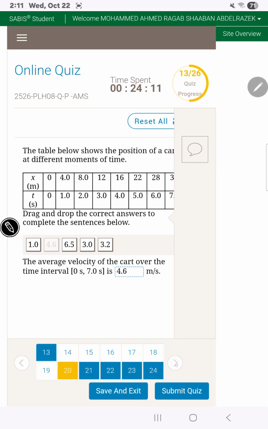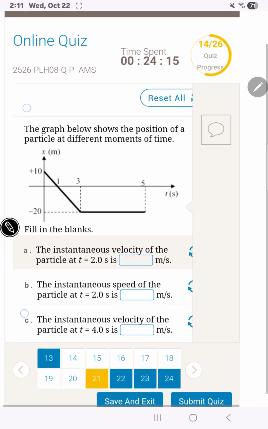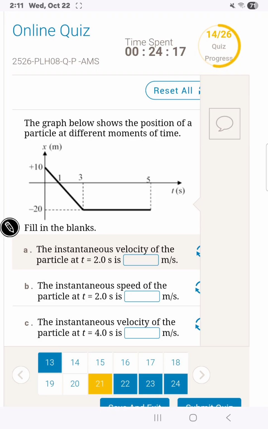Now, next question, number 21. The graph below shows the position of a particle at different moments of time. The instantaneous velocity of the particle at t equal 2. Okay, instantaneous at t equal 2 here. We go to the graph, which means this line, and we have to find the slope of this graph.